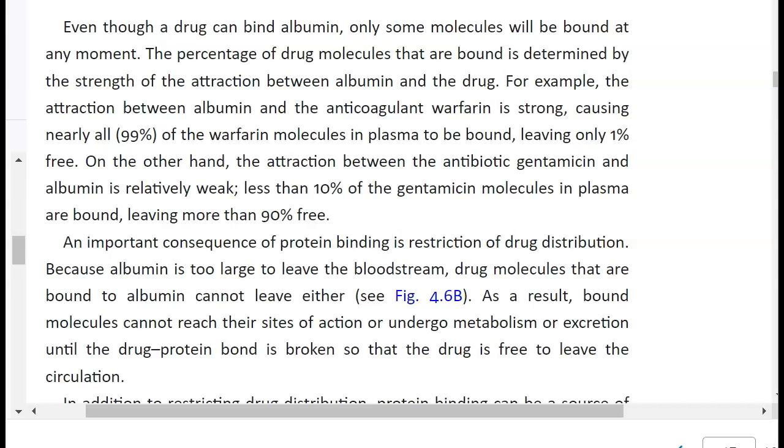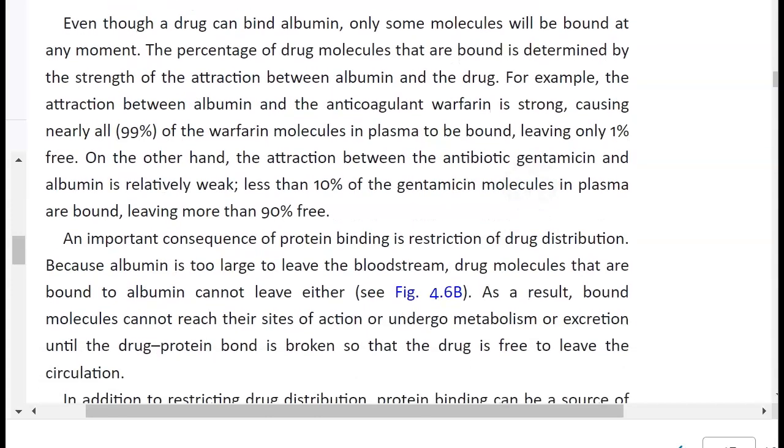Next concept here, again, we're still in chapter 4. When we talk about drugs that bind to proteins, right? We said if you have liver disease such as cirrhosis, or kidney disease, those are two common conditions where you tend to not have the proper proteins. And we think about that. We know that if you don't have the right serum albumin, that can affect things. But remember, even though a drug can bind albumin, only some molecules will be bound at any moment. The percentage of drug molecules that are bound is determined by the strength of the attraction between albumin and the drug.